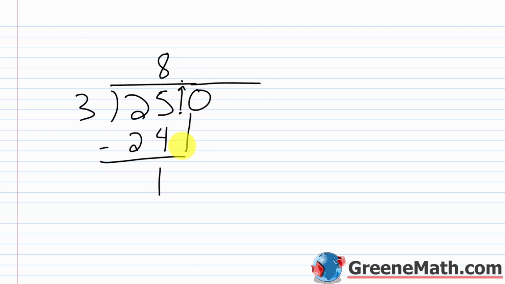We'll put a 0 here and bring it down. 3 goes into 10 3 times. 3 times 3 is 9. If I subtract, I get 1. So you see that you have an infinitely repeating digit there, right? You have a repeating decimal. So you would have 8.3333333 where that 3 continues forever.